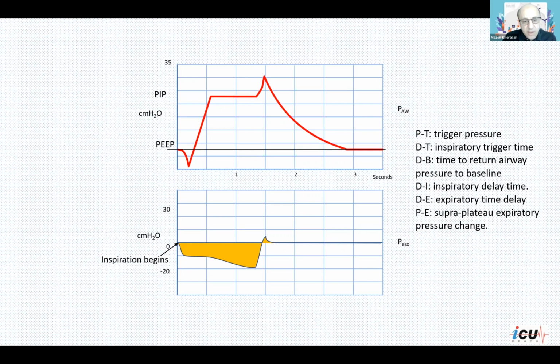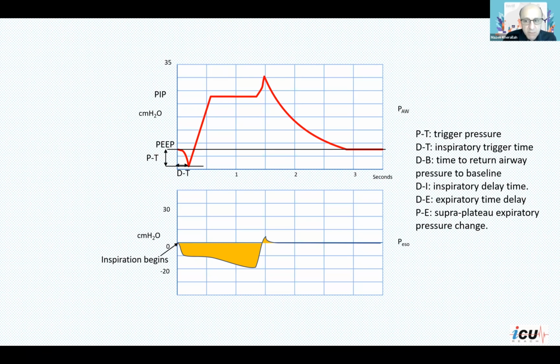And of course, you know that there's a certain threshold that we call trigger threshold that the patient needs to achieve in order to trigger the ventilator. And when the patient starts inhaling, the intrathoracic pressure goes down. And it will get to a point where it will reach that trigger level. So that drop in the pressure from the PEEP level here to this level here, we call it trigger pressure. This is the pressure that triggered the ventilator.